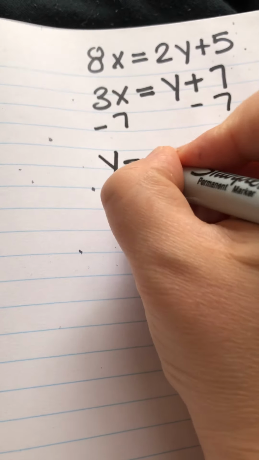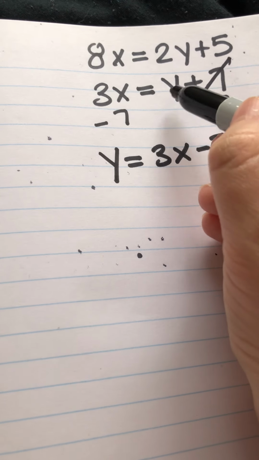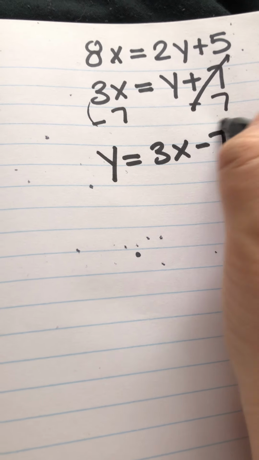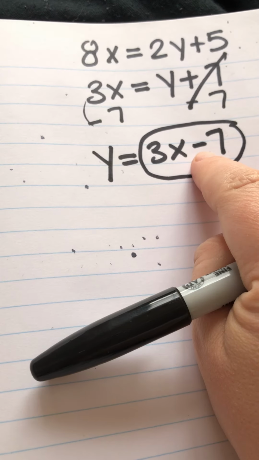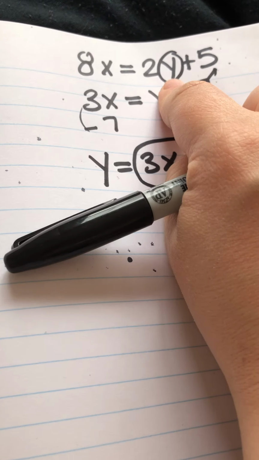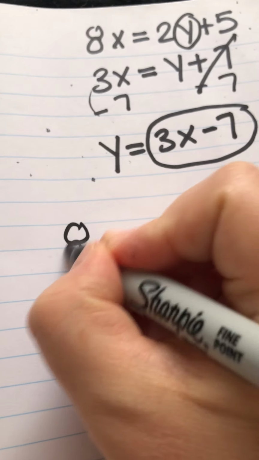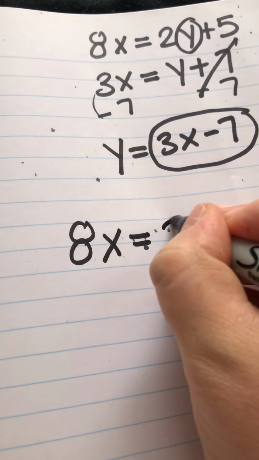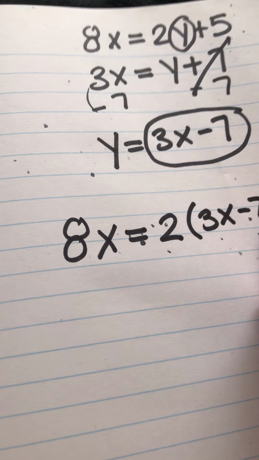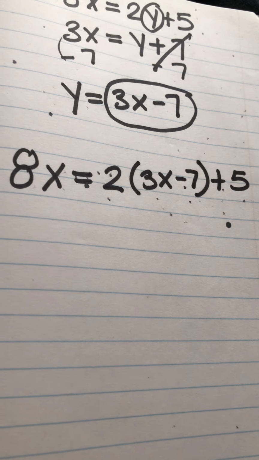That's going to give me y is equal to 3x minus 7. Because the 7 is gone, I just put my y here, and then I have my 3x minus 7. Now I'm going to take this 3x minus 7, and I'm going to plug it in for this y up here, because this is what y equals. So my equation is going to be 8x is equal to 2 times (3x minus 7) plus 5. And I'm going to solve it just like a regular equation for x.